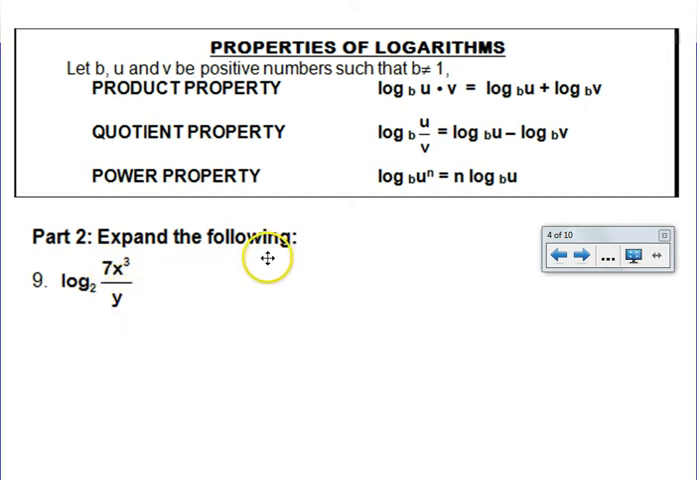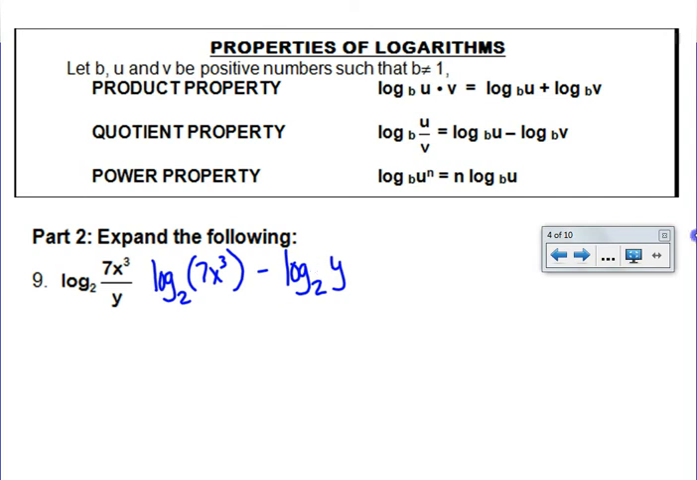The trouble is, though, you have to realize which one to use first. And the property that is involving all of the numbers, the 7, the x, and the y, is the division property. So I'm going to start by breaking this into log base 2 of 7x to the 3rd, that's the numerator, minus log base 2 of y. Now notice the base 2 is just the name of the logarithm, and you don't do anything with that.